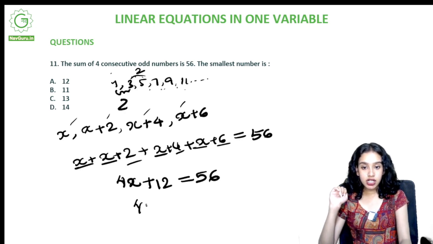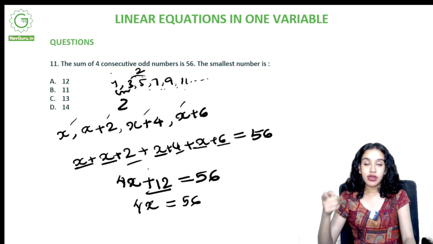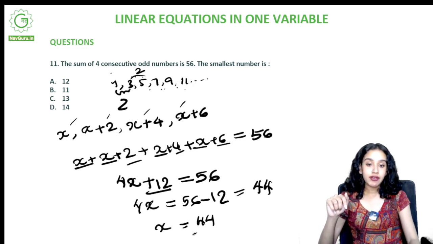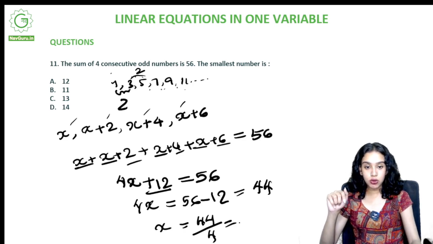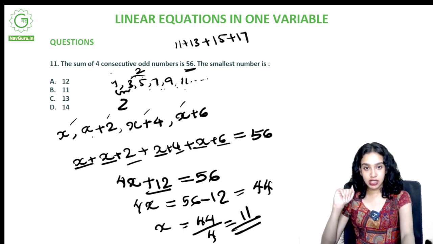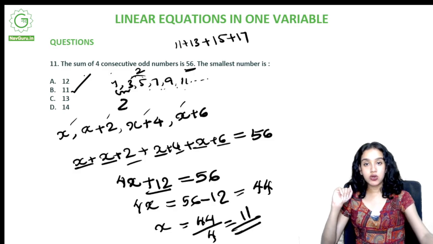So what is 4x? 4x becomes 56, and this is plus 12 here. When I'm taking it to the other side, it becomes minus 12, and this is 44, right? Now x is equal to 44. Here it was multiplied by 4. When we take it to the other side, it becomes divided by 4, and 44 by 4 is 11. So the smallest number is 11. So if we add 11 plus 13 plus 15 plus 17, we will get 56, right? So the answer for this question is 11.